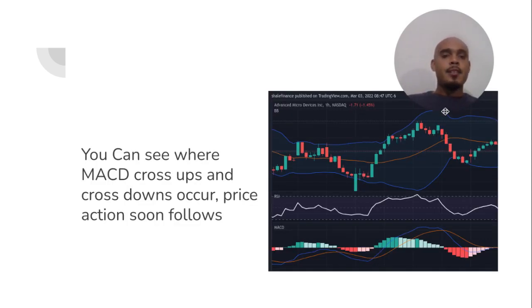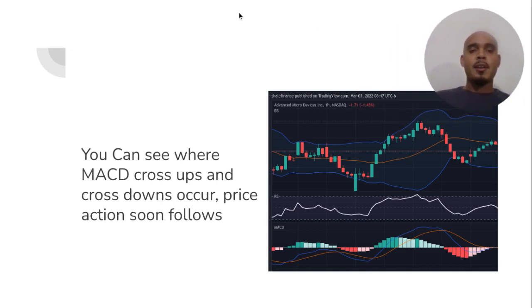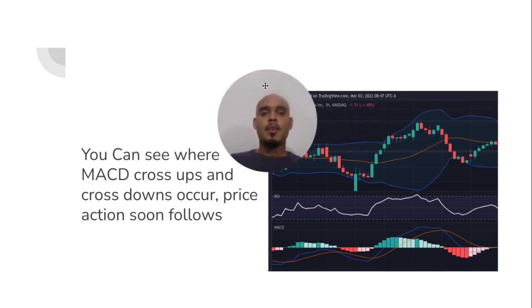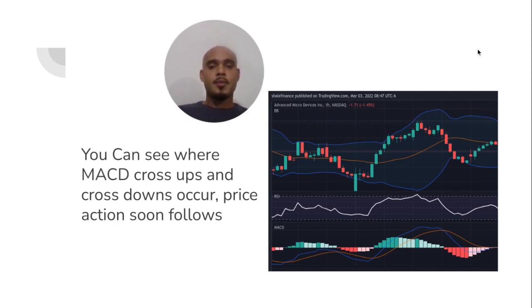So in this little chart snippet I've taken, let me move my camera to the side here. Alrighty. So you can see that I have some different indicators. I have the RSI and I have some Bollinger Bands here. But this is on an AMD, or Advanced Micro Devices chart. That's the particular stock I was trading here. You can see the MACD down here below.